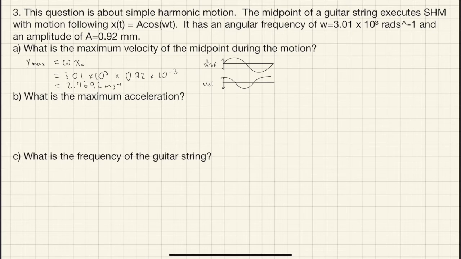Part B. We are asked to find the maximum acceleration of the string, and here we'll use the formula in our formula booklet to find the solution. The acceleration of the string is omega squared x initial, which is equal to 3.01 times 10 to the third power all squared times 0.92 times 10 to the negative third power. The acceleration of the string is 8,330 meters per second squared, and it is indeed a very fast acceleration.